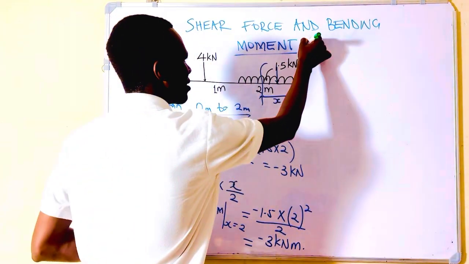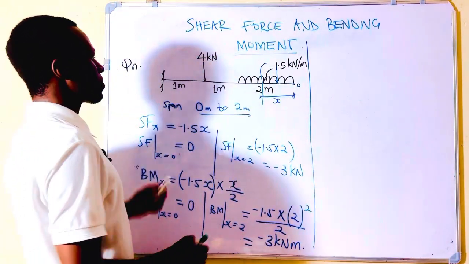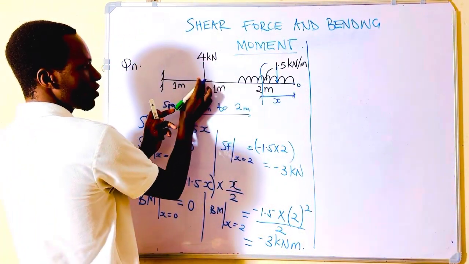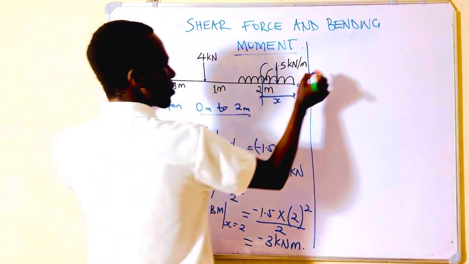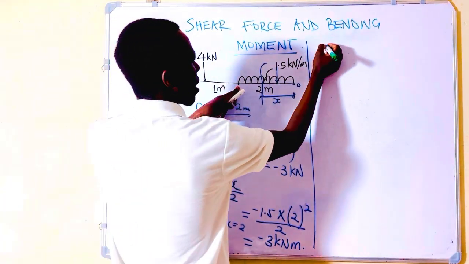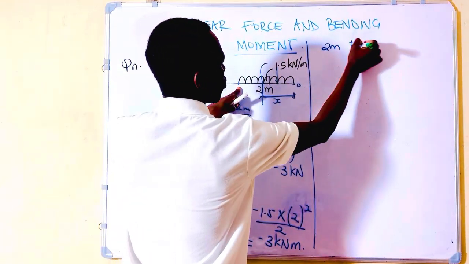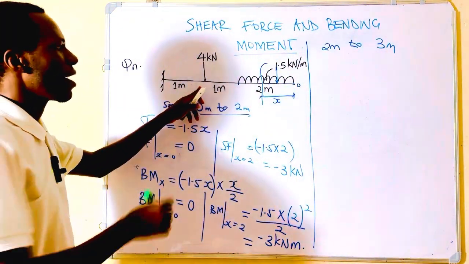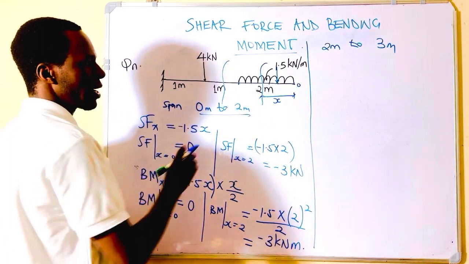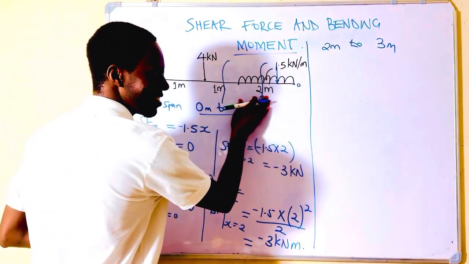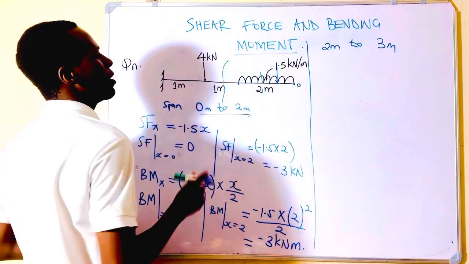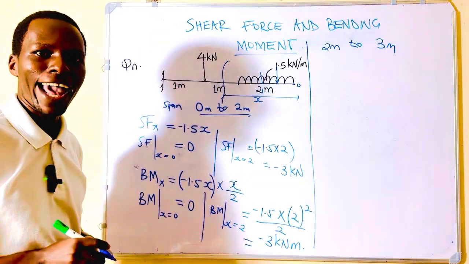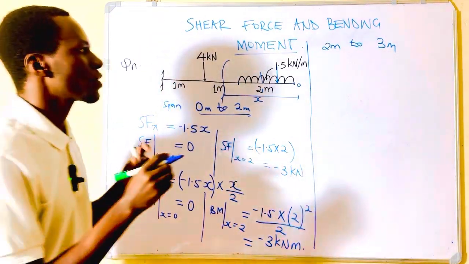Now allow me to take you to the second span. We are moving from here, 0 to 2 to 3 to 4. The total span is 4. So now I am here, done. So I will pick up from 2 meter to 3 meter. That means within this span, from here to here. If I cut this beam from here, forget about the first part. We are done with it. So this beam, if I cut it from here, this span is x.